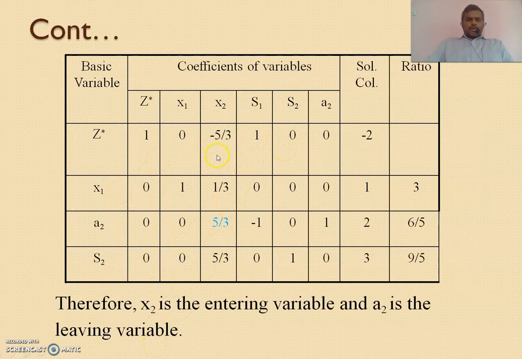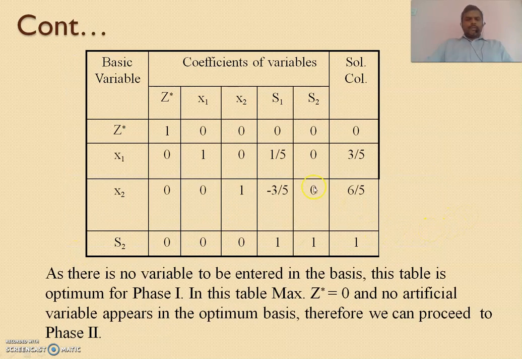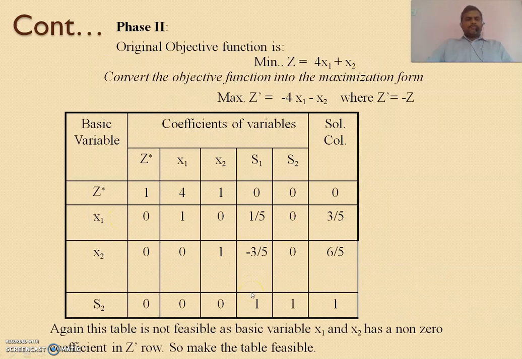Then next, the most negative. We will do calculations using that formula, these elements. After that, X2 is the entering variable because the most negative is minus 5 by 3 and A2 is the leaving variable. Where is A2? A2 is this one. And here the condition is like this: as there is no variable to be entered in the basis, this table is optimum for phase first because Z star is equal to 0. In this table Z is 0 and no artificial variable appears, then we will go for phase second. That is the most important condition in the two-phase method.